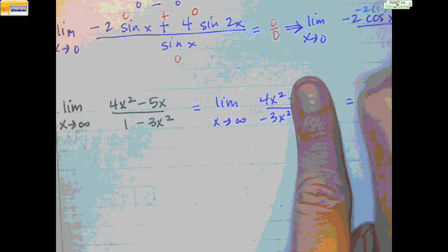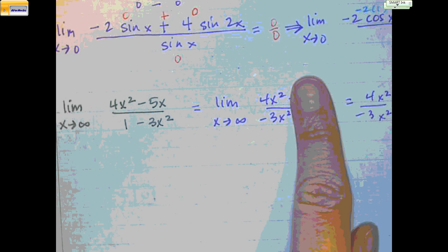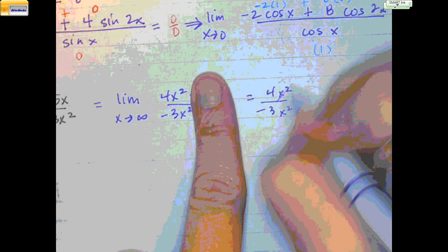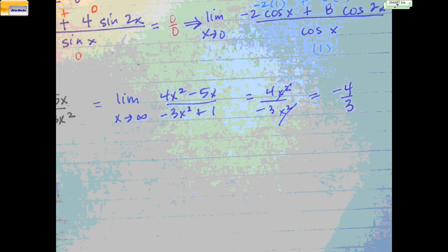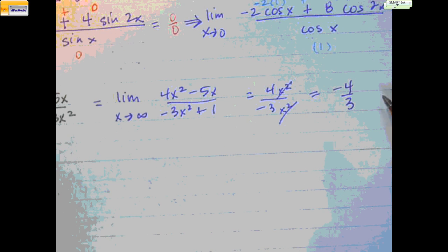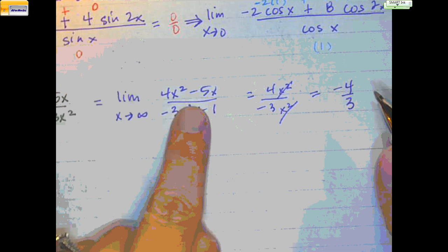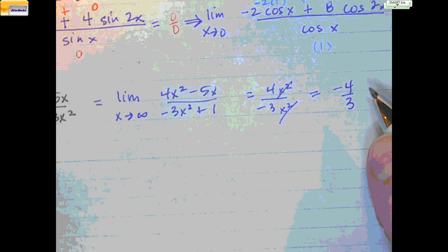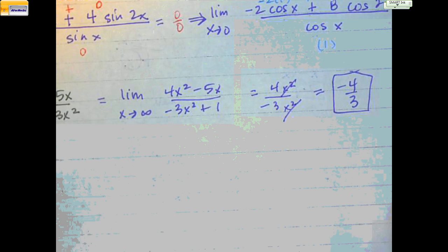So we have 4x squared over negative 3x squared. Your x squareds cancel. And that's the same thing as before when we had those rational functions and we would say, oh, the degrees match, so it's leading coefficient over leading coefficient. That's where the horizontal asymptote is. It's the exact same process. We're just thinking about it a little bit differently. So that was that way.